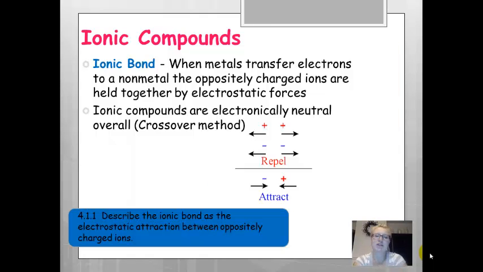An ionic bond is formed when metals transfer electrons to nonmetals, and these opposite ions that are formed are held together by electrostatic forces, so the positives and the negatives attract each other. Remember that when an ionic compound forms, the compound is neutral overall, so the positives and the negatives cancel out. And in order to determine the formula, we use the crossover method.